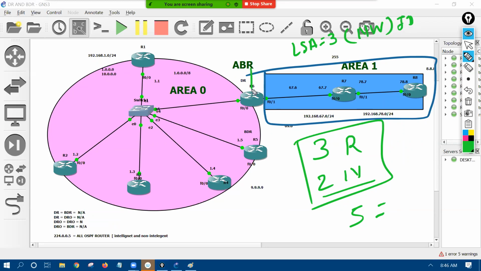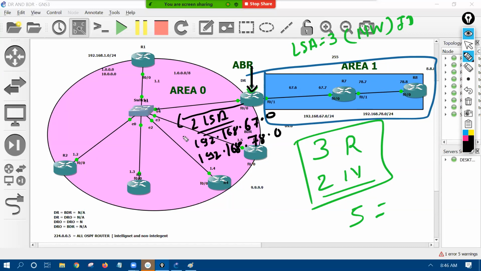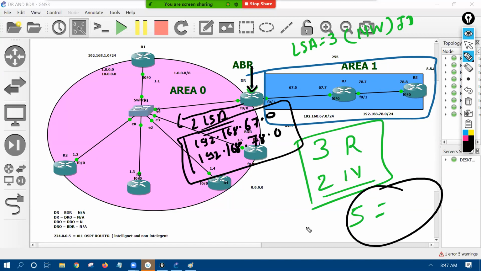Do you know, the R6 router will share only 2 LSA information in area number 0. One is 192.168.67.0 information, and another is 192.168.78.0 information. That's it. These 2 LSA will be sent into area number 0. Instead of sending the 5 LSA, how many LSA are we sending? Just 2.